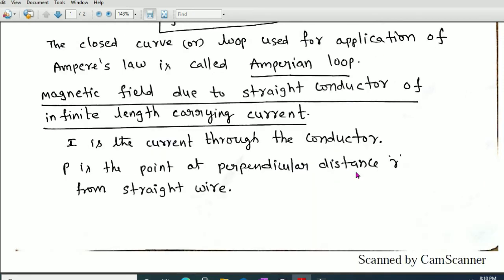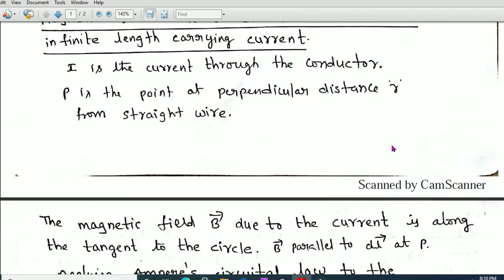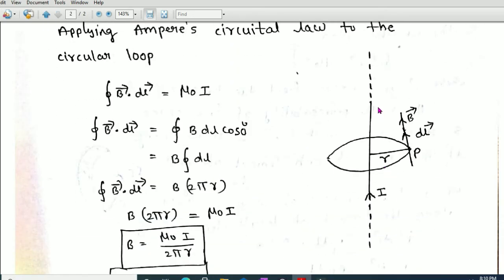Now let us discuss one application of Ampere's circuital law, that is the magnetic field due to a straight conductor of infinite length carrying current. Let us consider this current carrying conductor of infinite length. Let us find the magnetic field due to this current carrying infinite length conductor at a point P.